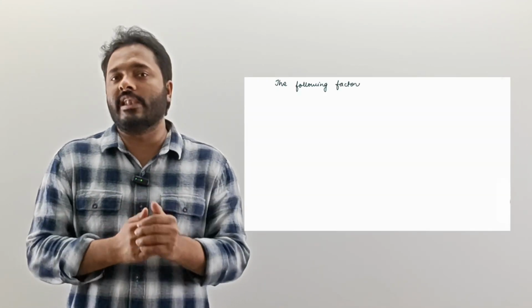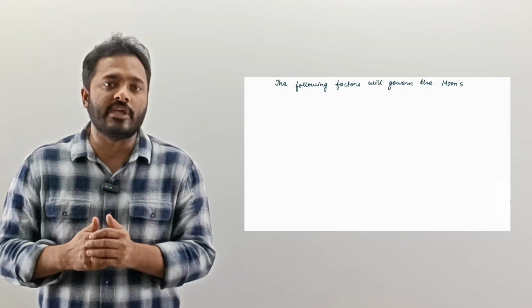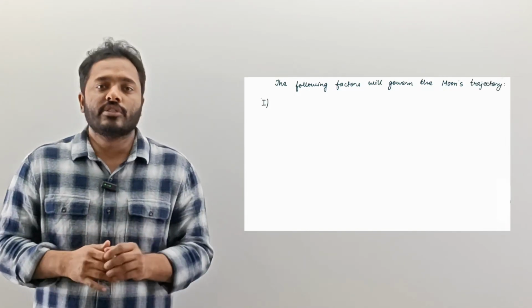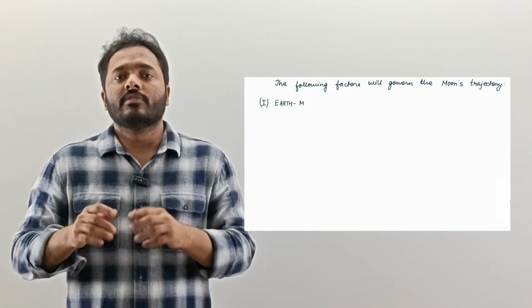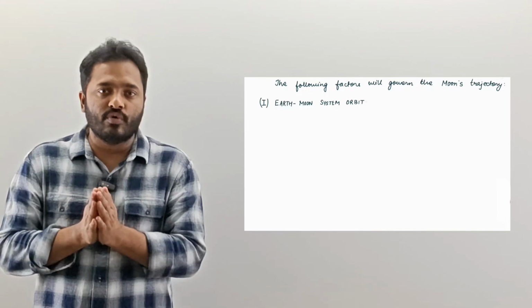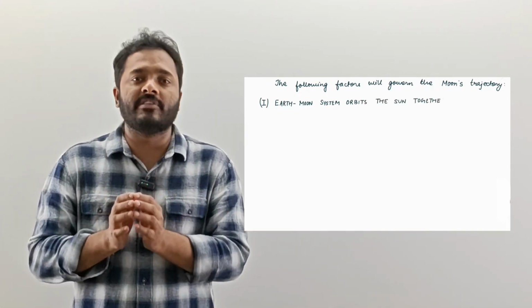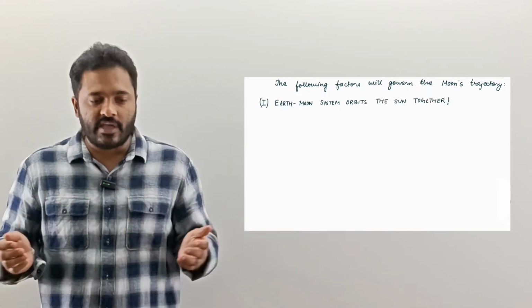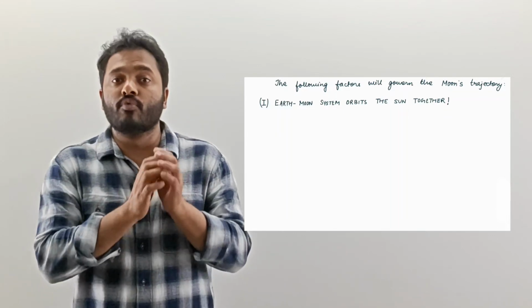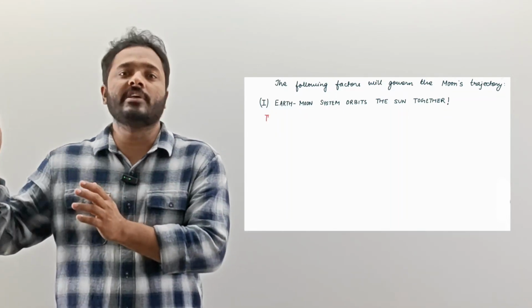So let's get started. How to think about this particular problem, where the problem is asking us the trajectory of the Moon as viewed by the Sun. There are two important factors which will help us govern the trajectory according to the Sun. The first parameter is the way Earth and Moon move. They move about their common center of mass. That is, we can say that the Earth-Moon system orbits the Sun.